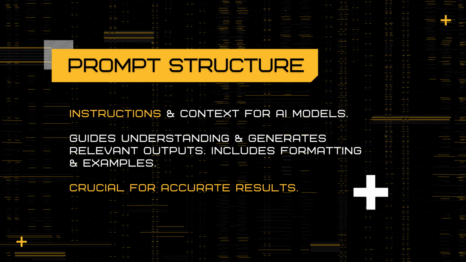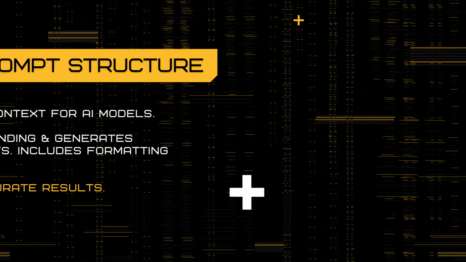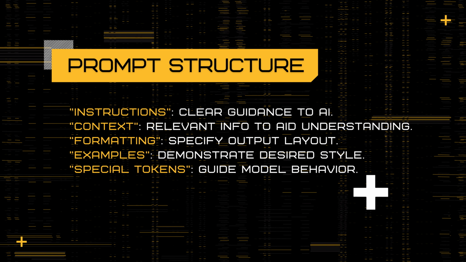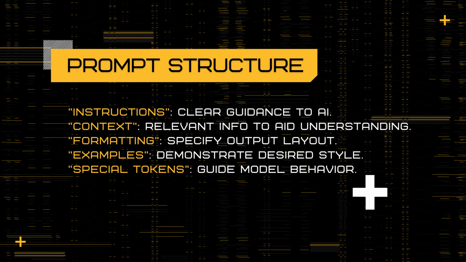Now, what a prompt structure is. A prompt structure is a set of specific instructions and context for AI models like ChatGPT, Midjourney, or DALL-E. The correct prompt guides understanding of the request and generates relevant outputs for the user. It includes options for formatting and examples. Correct prompt use is crucial for accurate results. Now let's see how it works in practice.